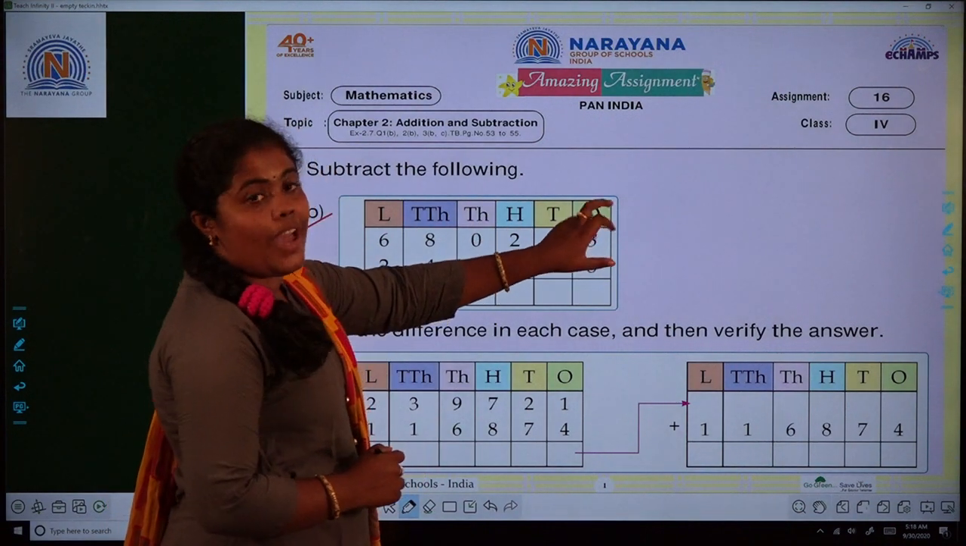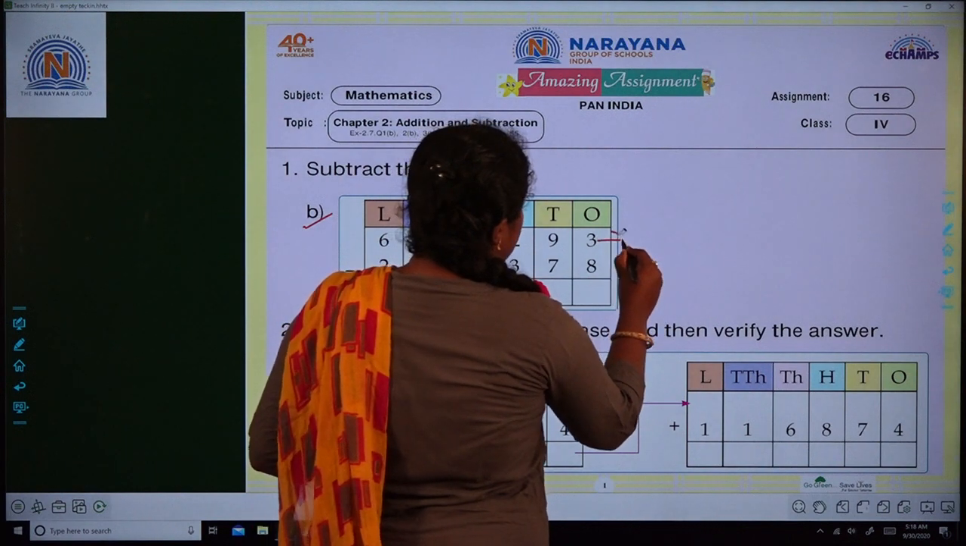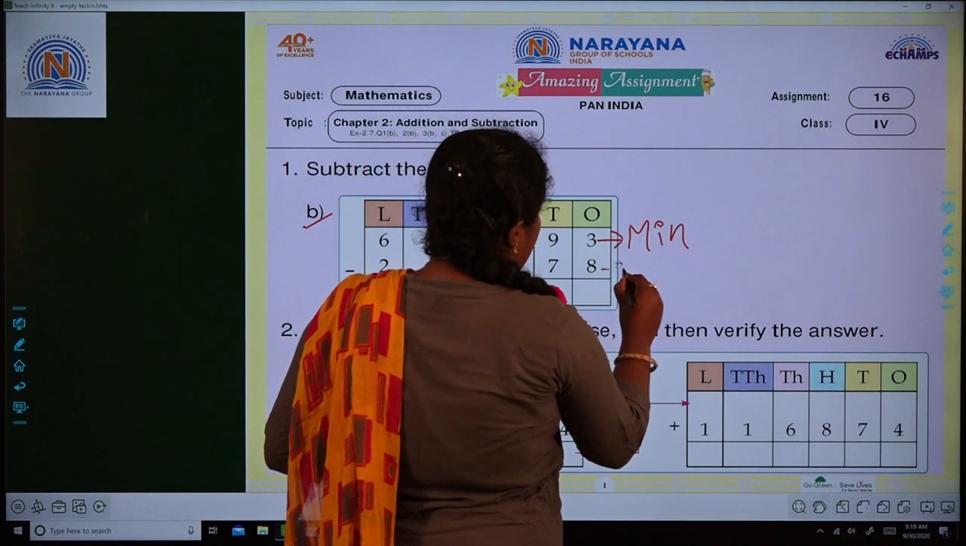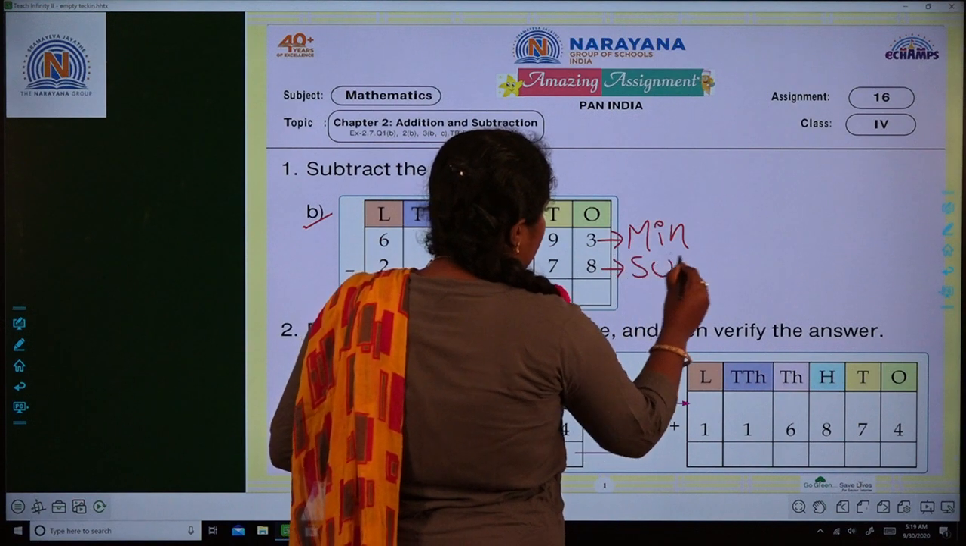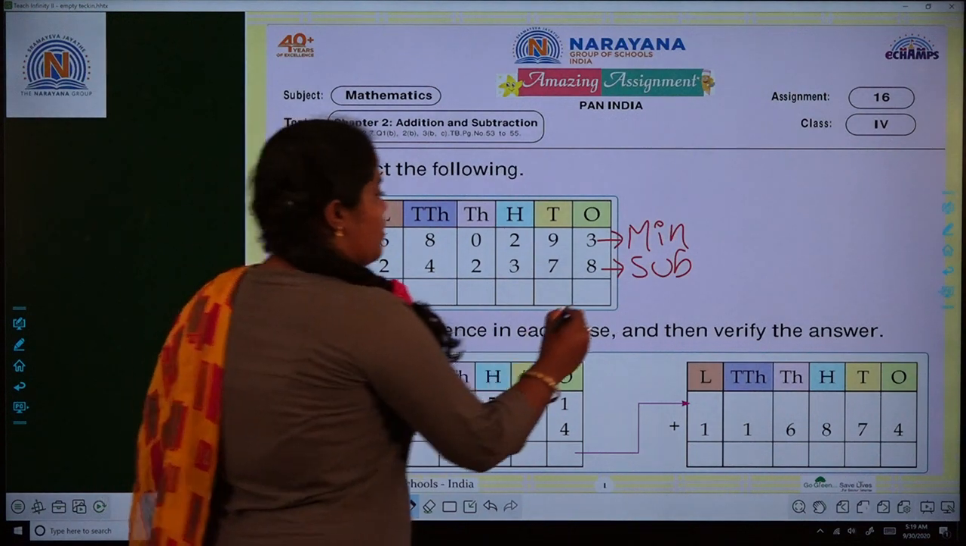Addition, subtraction also we have to start with ones place onwards. In the first subtraction sum, the first number is called the minuend and the second number is called the subtrahend. Then the answer is called the difference.